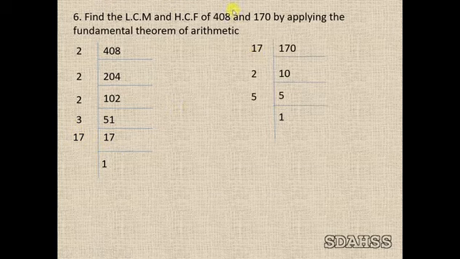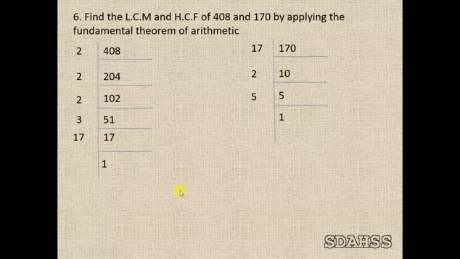Consider 170. 170 can be divided by 17 table. So if you divide by 17 table, then you will get 10. 10 can be divided by 2 table, then you will get 5. Then 5 can be divided by 5 table, then you will get 1.